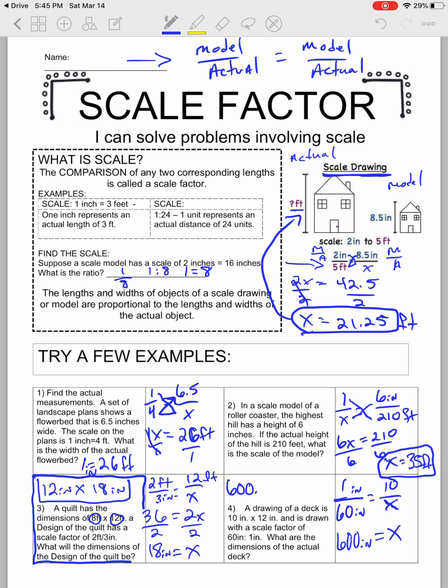So you have 600 inches by, now I'm going to erase just a little bit of that so we got room to write. What's our next measurement? It's 12, right? So we got 12 over x, 12 inches. Cross, multiply, and divide again. You'll have x is equal to 720 inches. And there you go. There's your actual measurements of your deck in real life.